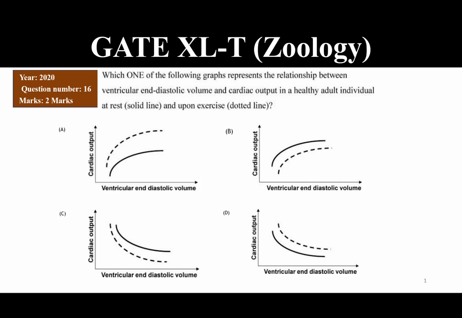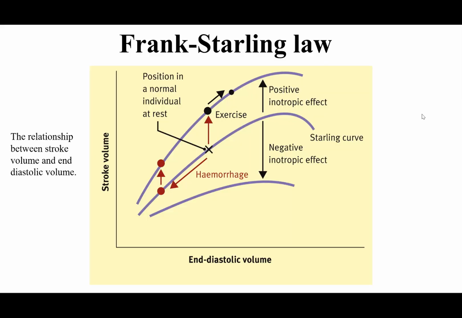Which one of the following graphs represents the relationship between ventricular end diastolic volume and cardiac output in a healthy adult individual at rest, represented by the solid line, and upon exercise, represented by the dotted line? To answer this question, you need to refer to the Frank-Starling law.